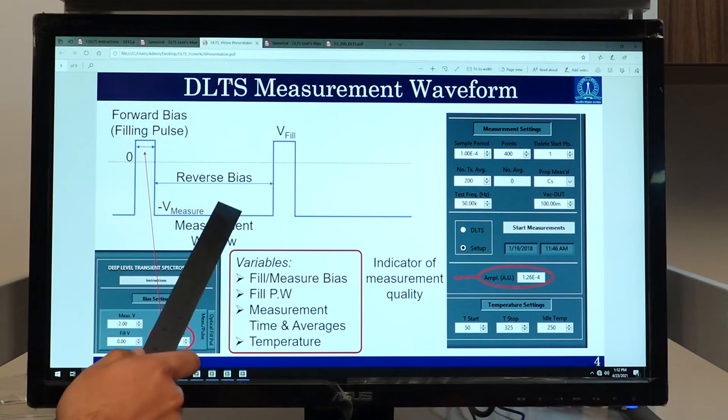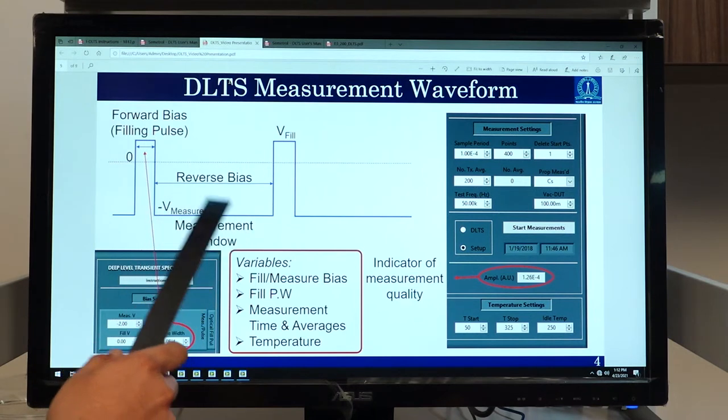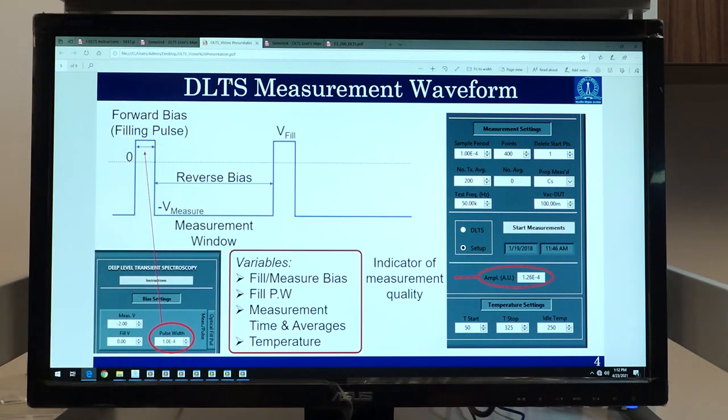Then we go to the measuring pulse, in which we observe changes in the population of the trap in terms of capacitance, in terms of current, or in terms of charge fluctuations. So these observations recorded over time form the transient which we will be analyzing further to understand the emission rate, the trap concentration, etc.